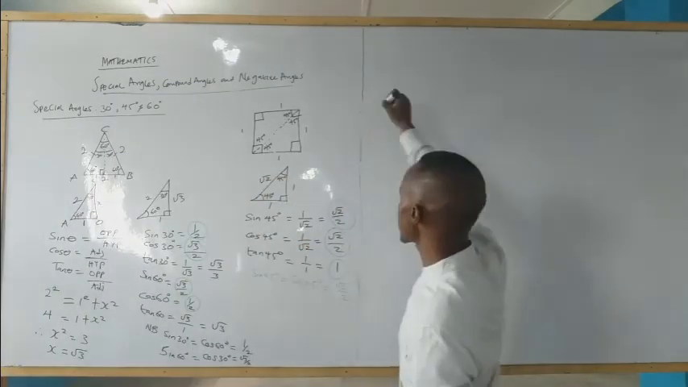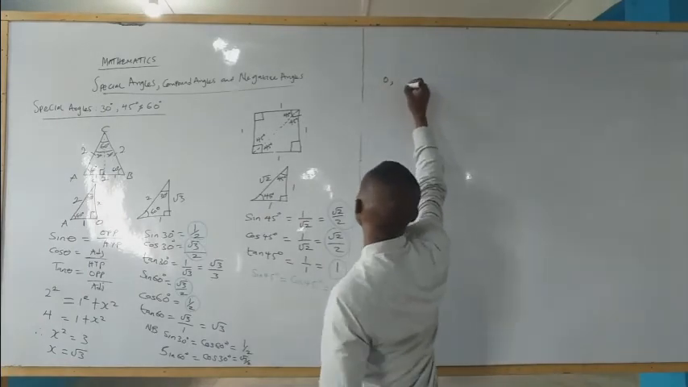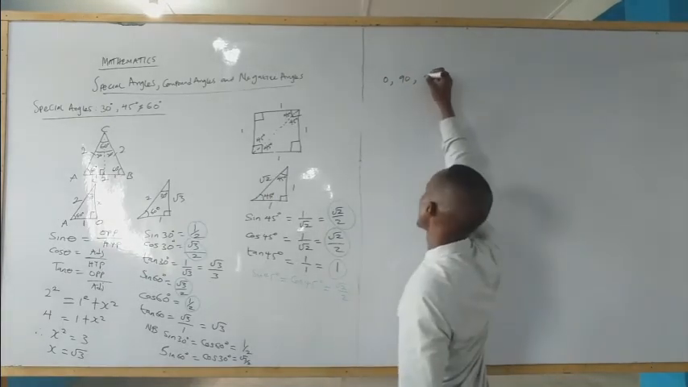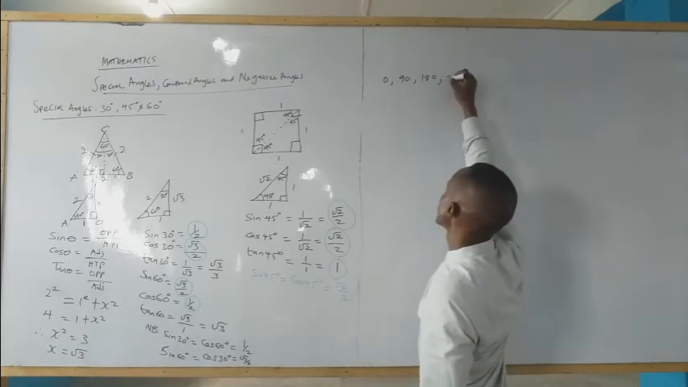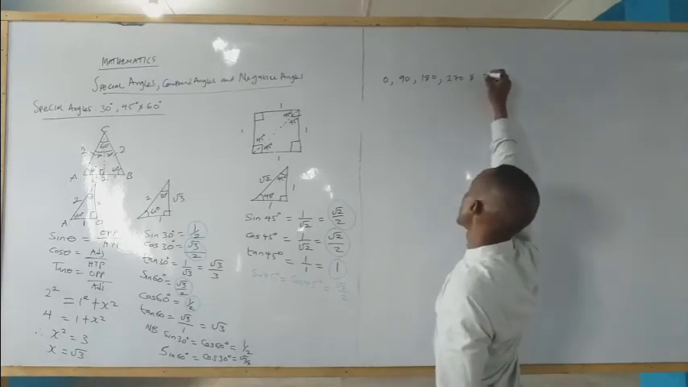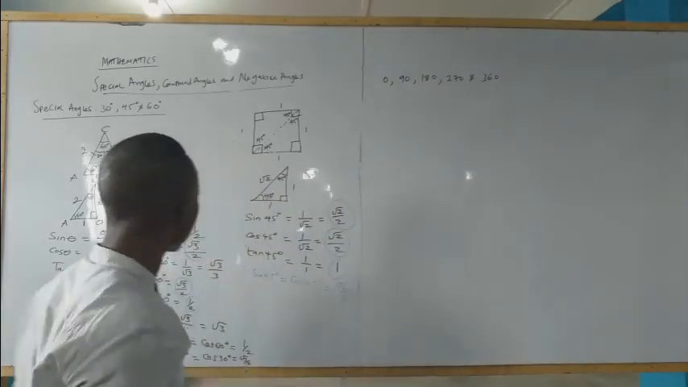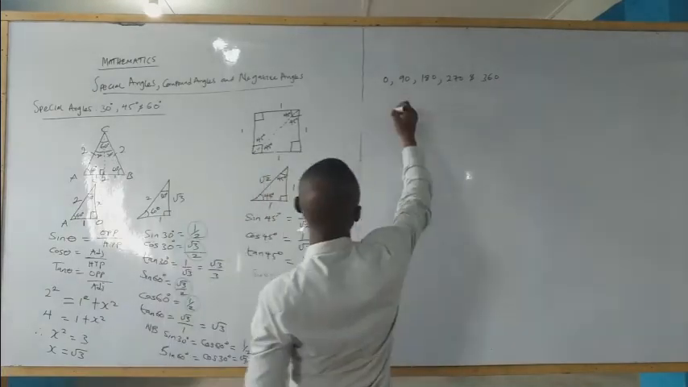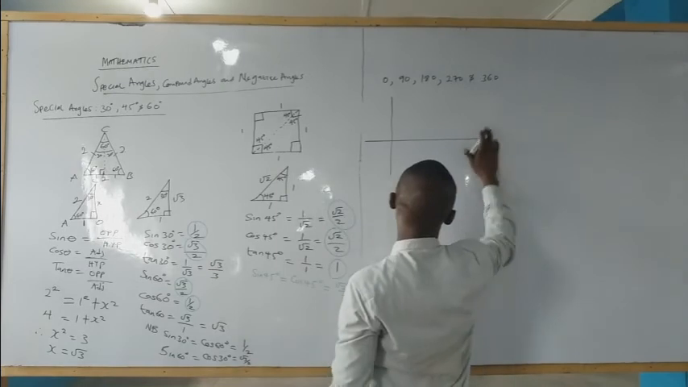But before that, we have angles 0, 90, 180, 270, and 360, which you can also determine the same way as our special angles. So now we want to determine this using our sine graph, cosine graph, and the tangent.